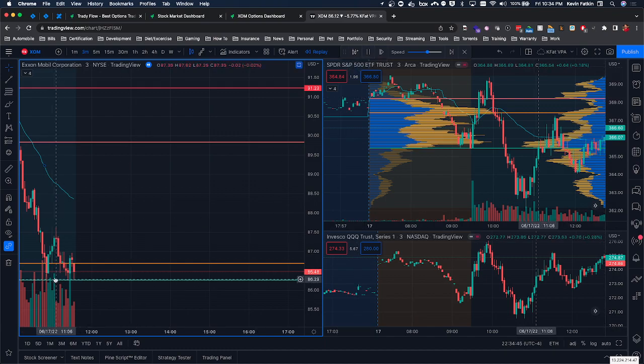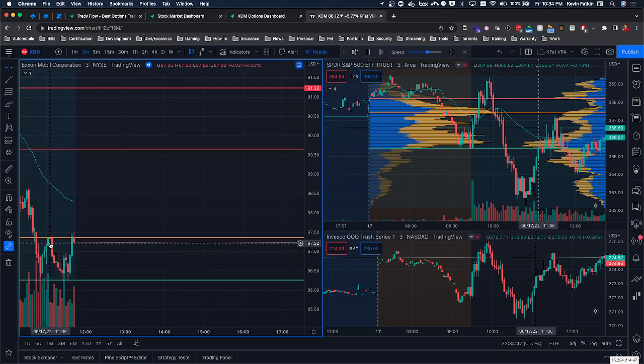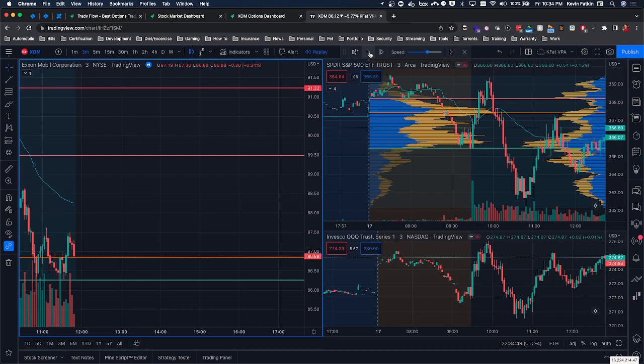I wasn't watching the contract super closely, but I'm pretty sure I could have made more money if I had gotten out here. I think this cost me something somewhere around $40, letting this go up and come back down. But at this point, I'm out.